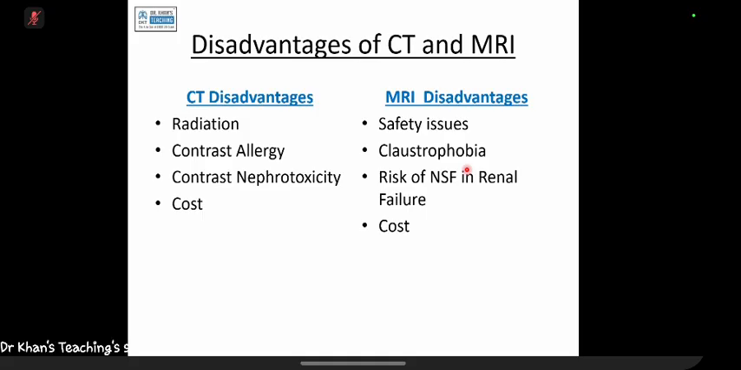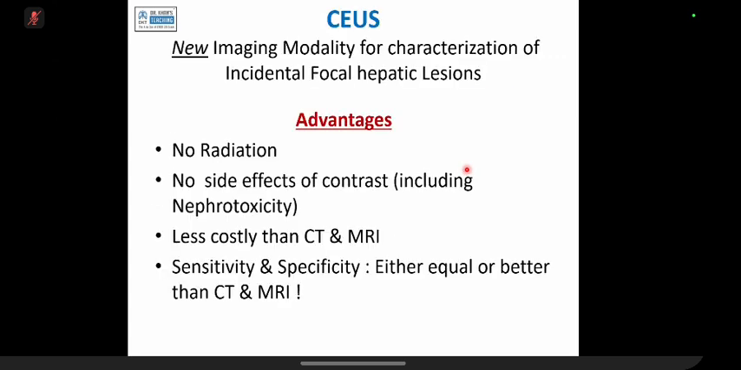So the point is that they move. They are in the age and they just move. And I cannot make a diagnosis. The arterial phase is destroyed. What should we do? Let's do a contrast ultrasound. So this is what we do.